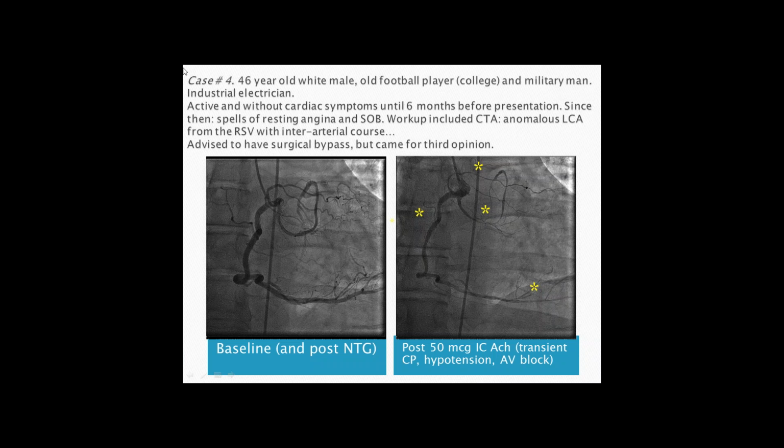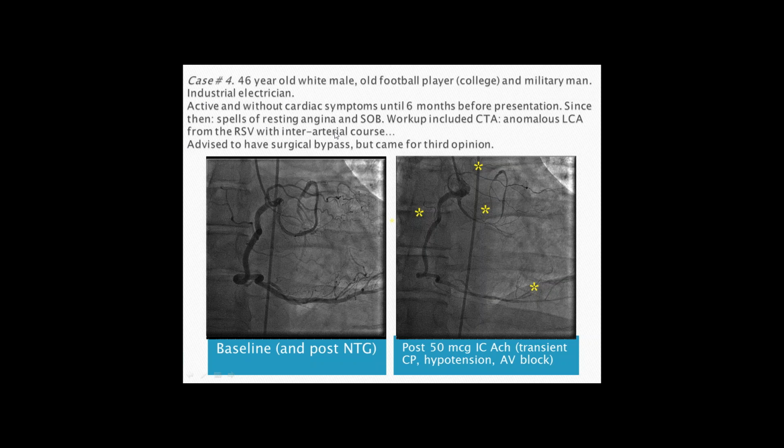The final case is a variation in the symphony. It is the fourth case, a 46-year-old white male, an old football player in his college years, then a military man in the Navy, and finally an industrial electrician. He started recently to have angina at rest, chest pain and shortness of breath, especially with heavy exertion in heat.